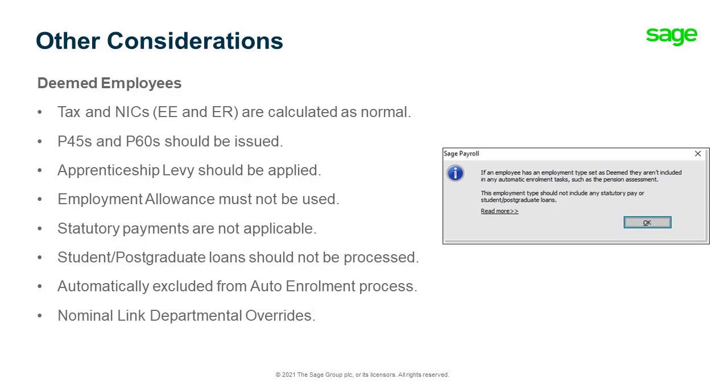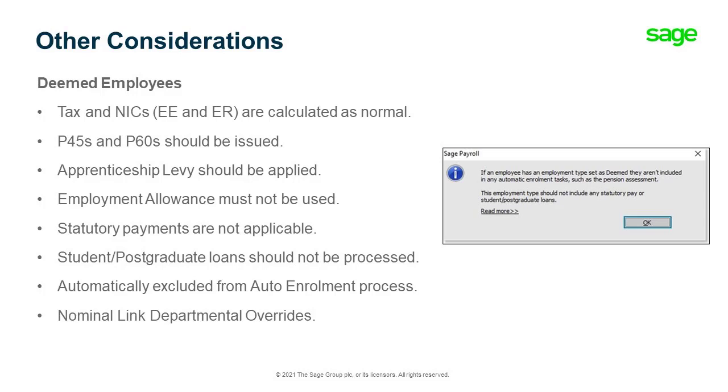If the deemed employee leaves, they should be supplied with a P45, and if they're still employed on the 5th of April, they're entitled to a P60. The apprenticeship levy should be applied on the calculated NI, but employment allowance must not be used on the calculated NI. Statutory payments are not applicable, as the deemed employee is not entitled to those benefits, as we discussed earlier. Student or postgraduate loans should not be processed for deemed employees, and they're automatically excluded from any auto-enrollment pension steps within the software, such as pension assessment.